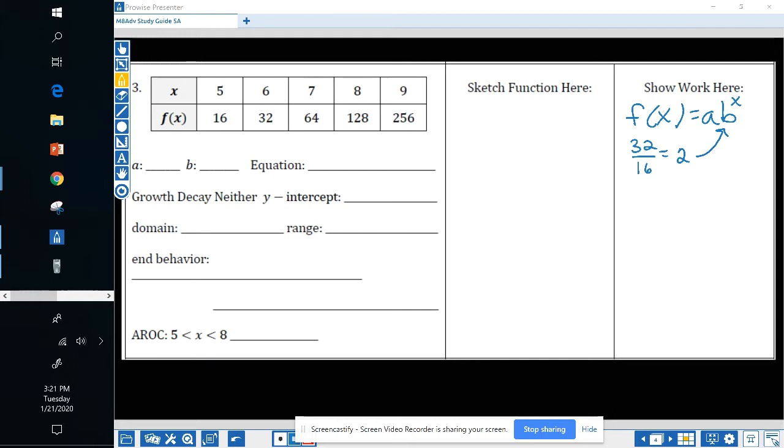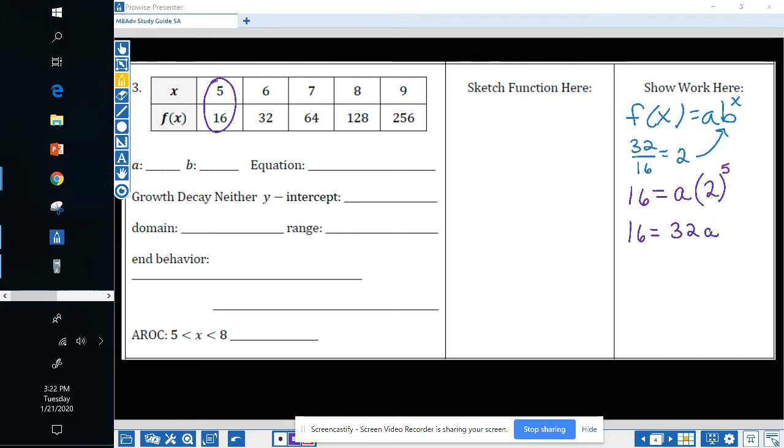Now, again, we can put 2 in for b, but we don't know a, so we have to use one of the ordered pairs. So I'm going to choose 5 and 16. I'm going to plug in 5 for x and 16 for f of x. So I'm going to have 16 equals my a, again, we do not know. My b value, the multiplier, is 2, and my exponent is going to be 5. So 5 comma 16 is what I plugged in. Nothing to do on the left side. We're going to raise 2 to the 5th, which gives me 32, and 32 times a is 32a.